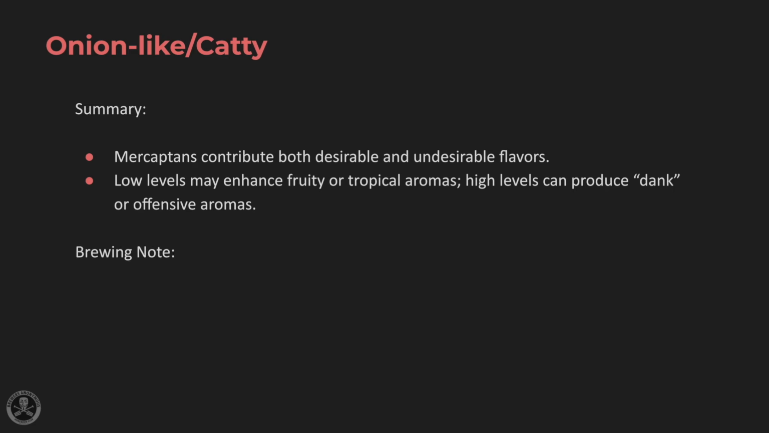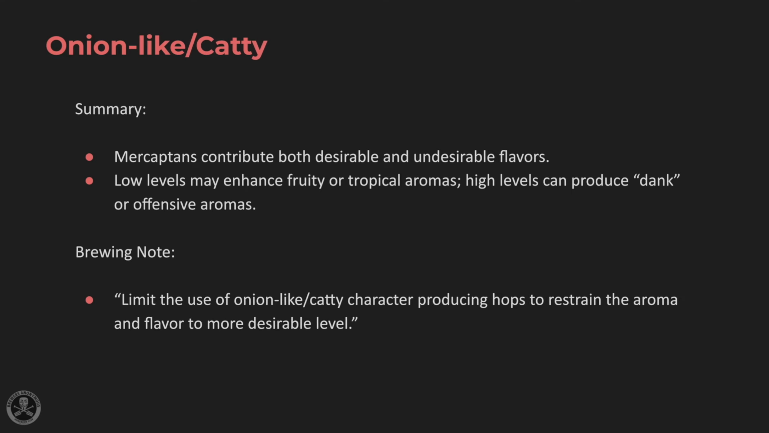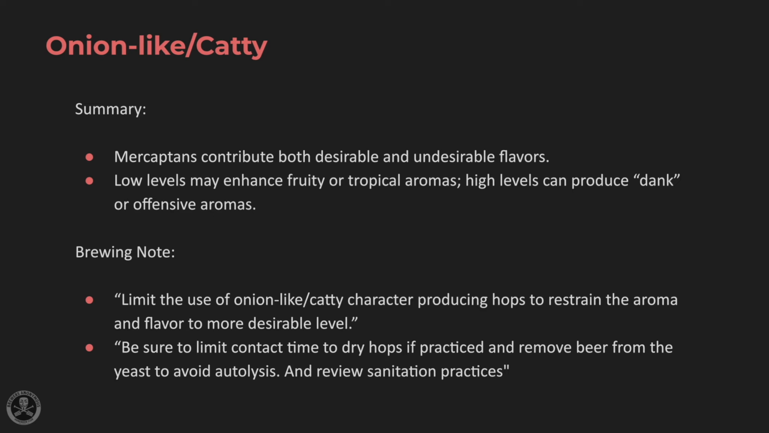And as far as notes we'd want to give if we detect any onion-like / catty character in a beer, if it's strong for style but not unpleasant, we could add a note something like, limit the use of onion-like / catty character-producing hops to restrain the aroma and flavor to a more desirable level. If it's being detected as an undesirable character, a more appropriate note could be, be sure to limit the contact time to dry hops if practiced, and remove beer from the yeast to avoid autolysis. And review sanitation practices.